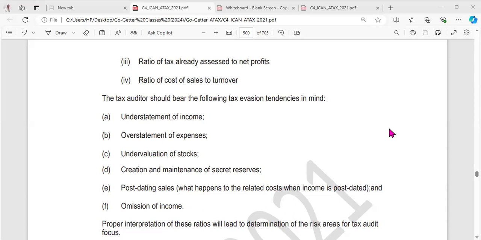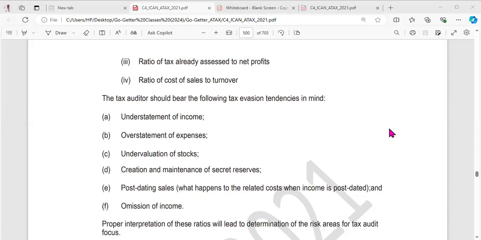And so they want to know if you're understating your income through provision of just one bank statement, overstating of expenses, or undervaluation of stock. They want to check if you're undervaluing stock. Now, how does undervaluing of stock come in here? If your stock is undervalued, your closing stock will be low. If your closing stock is low, your cost of sales will be high. If your cost of sales is high, your profit will be low and your tax will be low.